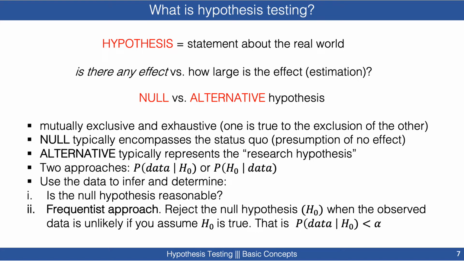But suffice it to say that for the frequentist approach, we are going to put a threshold, a significance threshold alpha, and whenever the likelihood of the data, given the null hypothesis, is less than that significance threshold, we reject that hypothesis. And we think that the alternative hypothesis might explain the data better. And then we take it.